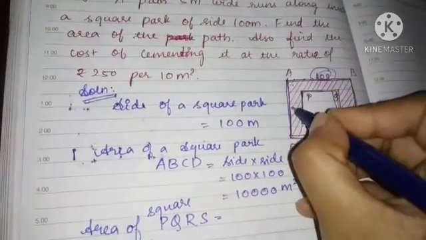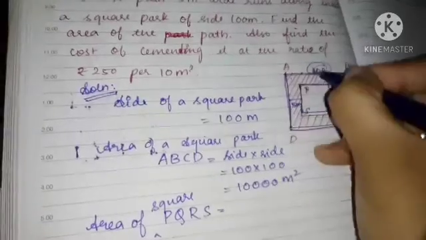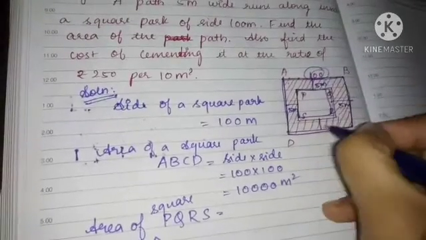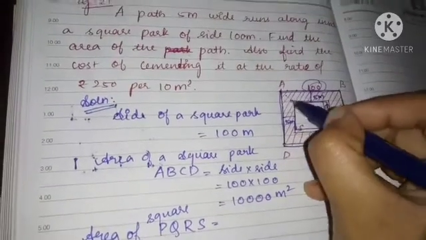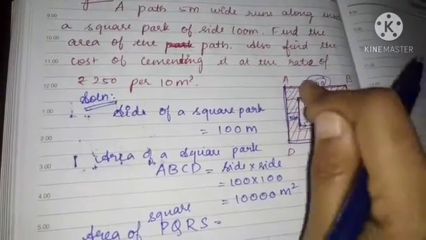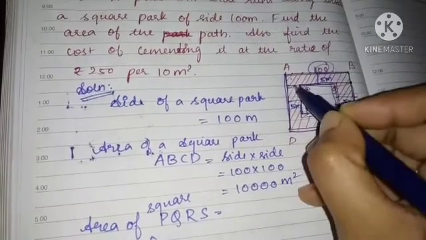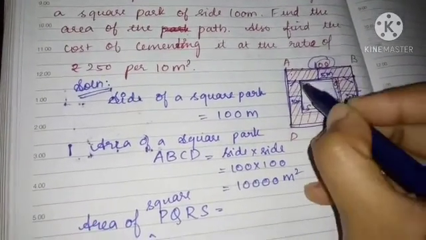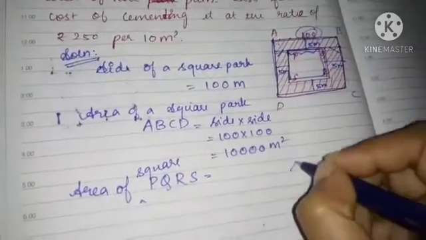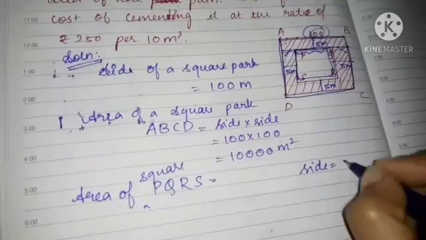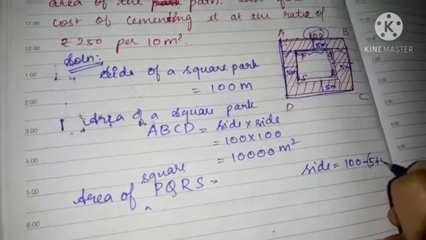See, actually this path length is 5 meter. So this is also 5 meter. This is also 5 meter. This is also 5 meter. So actually from this to this fully 100. From this to this fully 100. So if you subtract this 5 and this 5, you will get only this, right? So what is the side of that? 100 minus 5 plus 5.